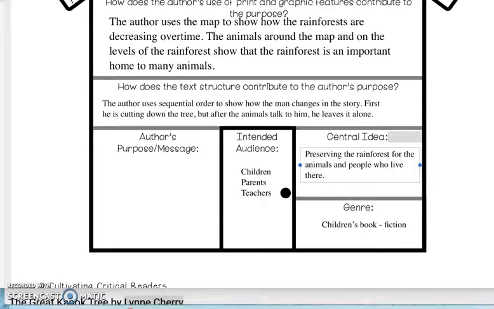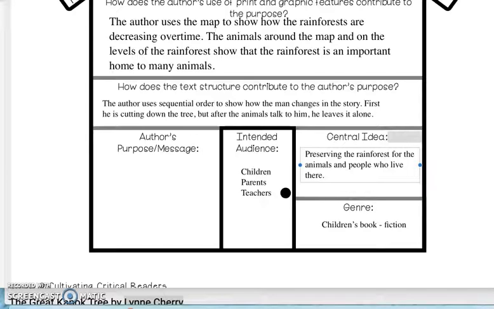However, we did figure that the intended audience of this book is children, parents, and teachers, and this book was not just written for people who live in the rainforest or near the rainforest. So what is the author's purpose or message? What are they trying to teach us? What are they trying to get us to know or learn from this story? Okay, so they are trying to get us to learn about saving the rainforest, but is it just about saving the rainforest? Because we're not near there and there's not a big impact we personally might have on the rainforest. So think about, how is this a message for you? Go ahead and pause and think.